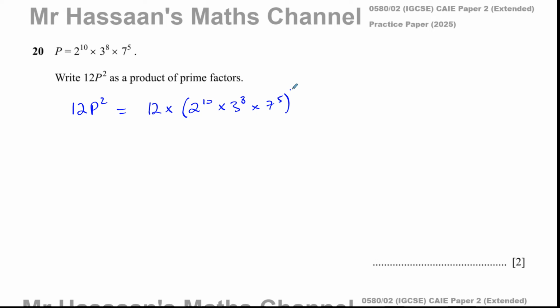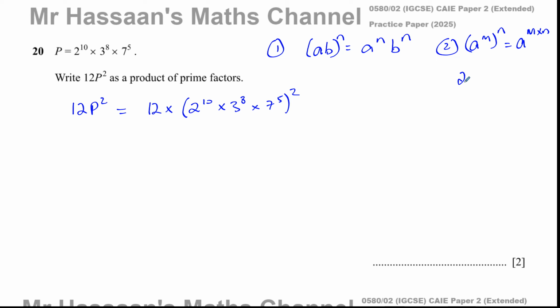So we have to recall the laws of indices. One of the laws is that when you have a product raised to a power, we can raise each of those numbers to that same power separately. Another law is that when we raise something to a power, and then to another power, we multiply those powers together.